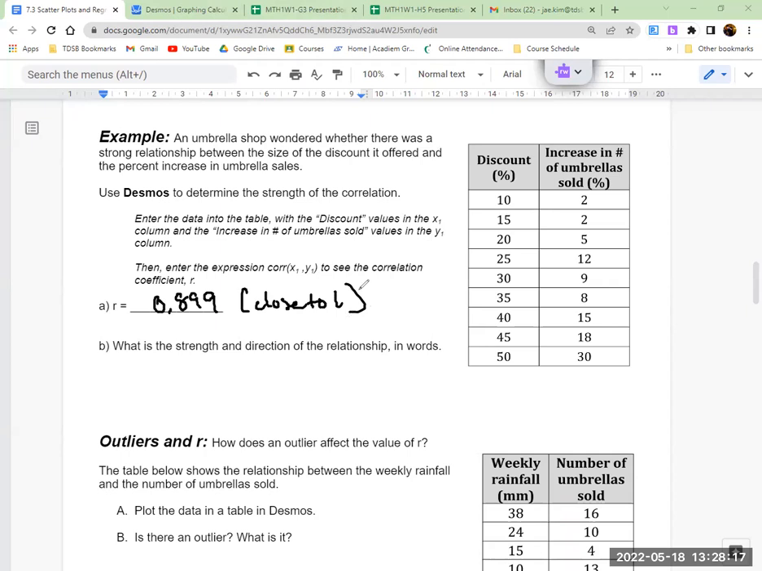Very, very strong. What is the strength and direction of the relationship in words? So you can say something like, it is a strong, positive correlation. So you add both adjectives into a single sentence. Okay? Any questions so far? These are just basic instructions I'm giving you for our assignment on Friday.